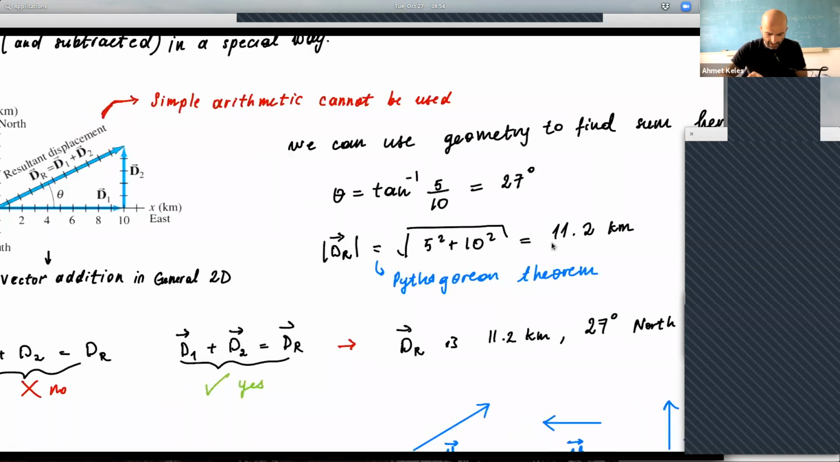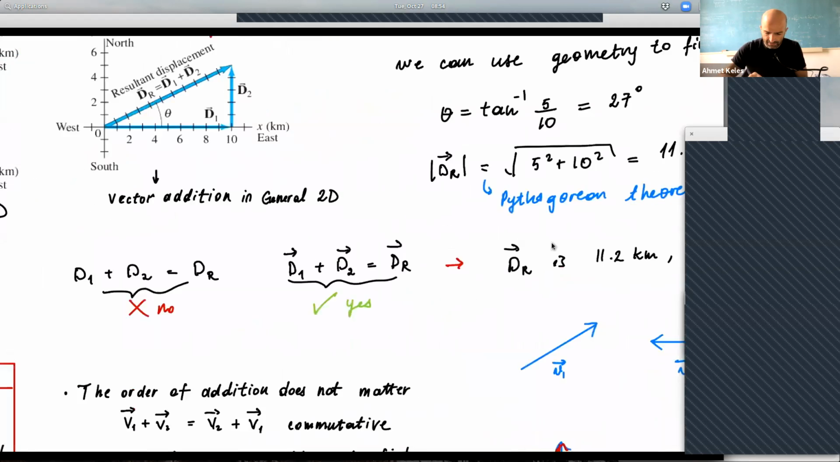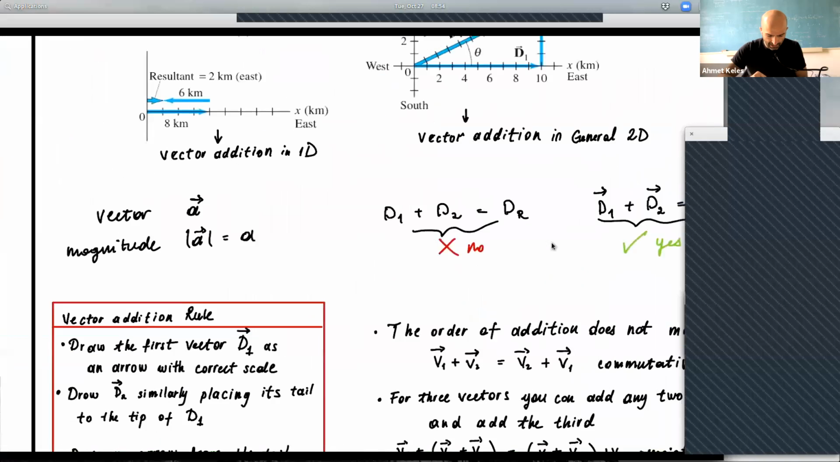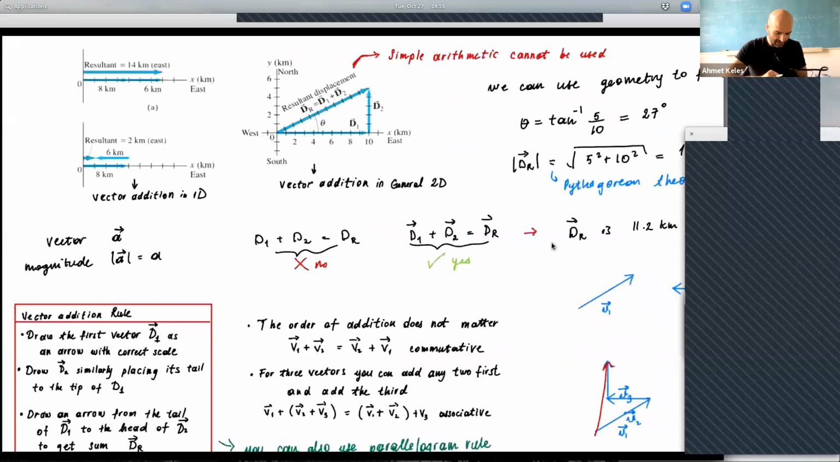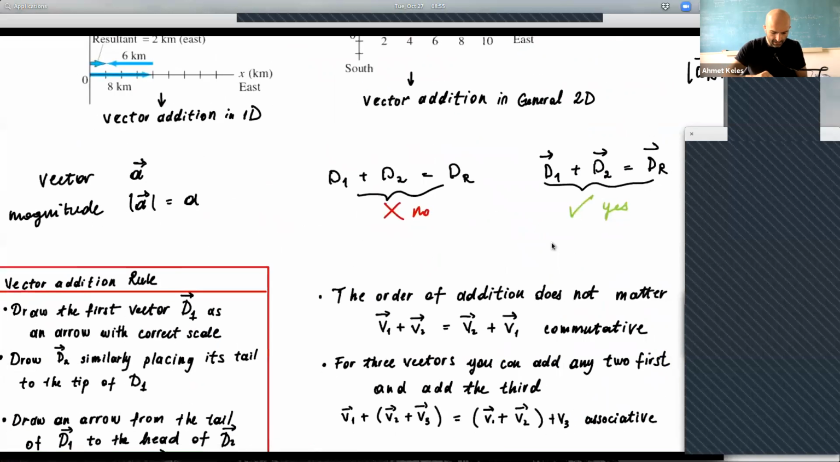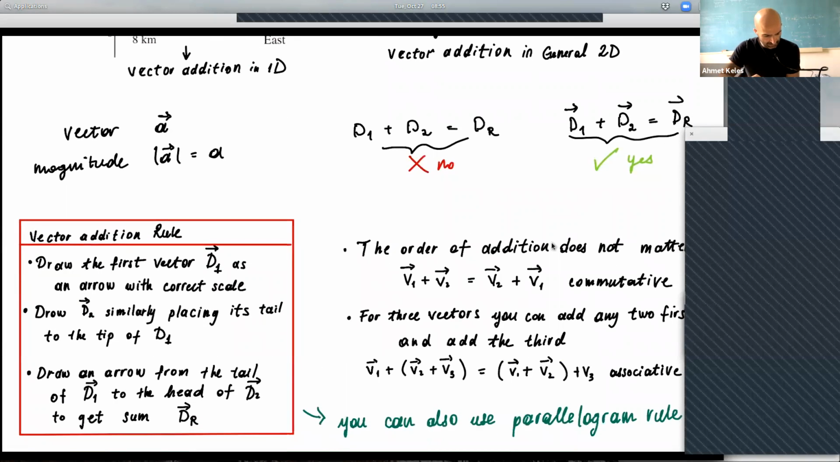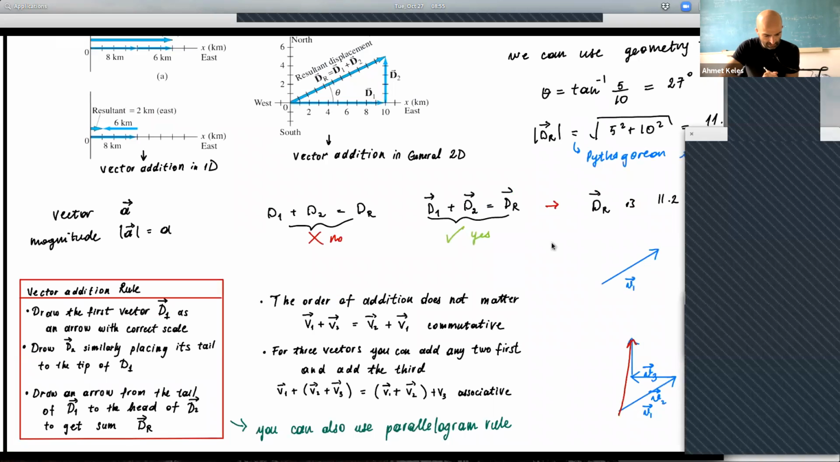Of course, if we have more complicated cases with many vectors and more general geometries, we can do this, but we don't want to do this over and over again. So we have some rules for vector addition. Let's go through them. There is actually more than one way, but I will explain the first one, the tail to head method. For this, you start by drawing the first vector d1 with an arrow and to scale. The direction and scale matter, and you draw your vector to its scale.